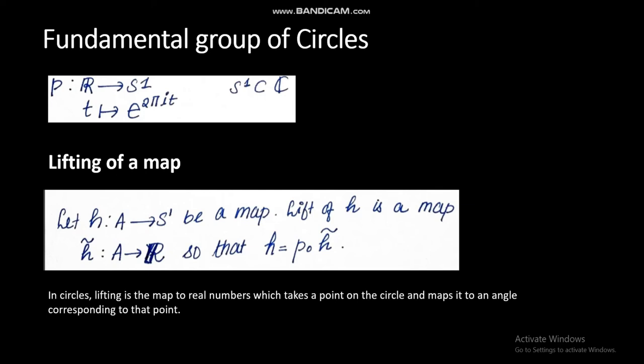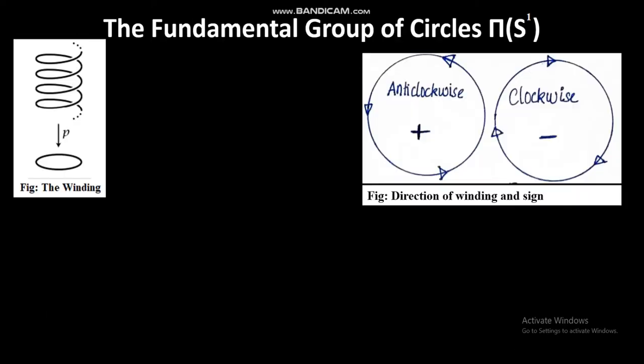Lifting of a map. Let H from some set A to S1 be a map. A lift of H is a map H tilde from A to the real numbers such that H is equal to P composed with H tilde. Since we are handling circles, the lift can be viewed as a map to the real numbers such that it takes a point on a circle and maps it to an angle corresponding to that point, which is a real number. Since S1 contains points only on the circumference, there are holes in the domain and it isn't simply connected.